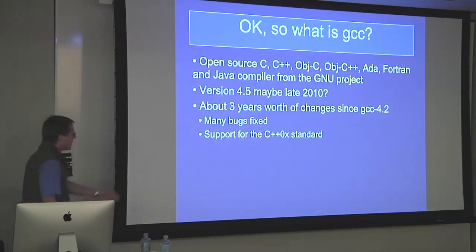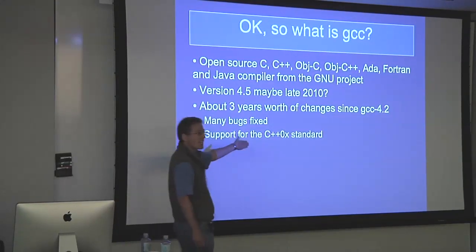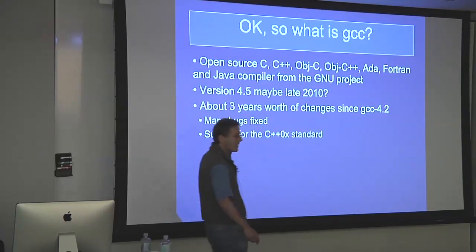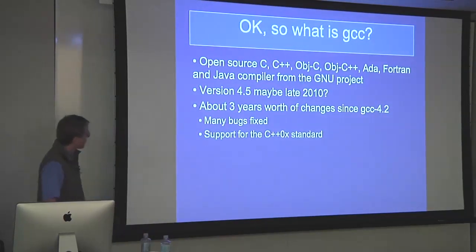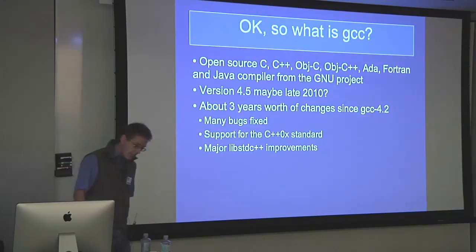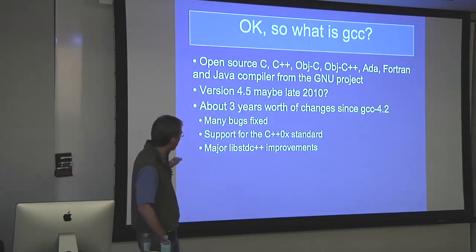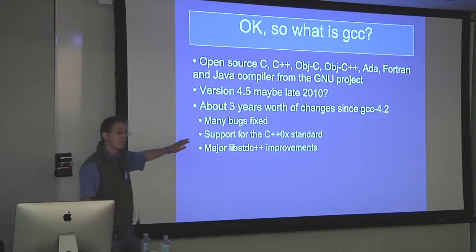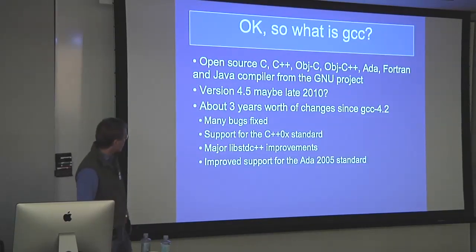Support for C++0x, presumably x equals 9 here, but people tell me that it's not going to be ready this year. Support for the newer standard. Lots of changes to the standard library to use these new features. Also, parallel versions of various algorithms and things like this.